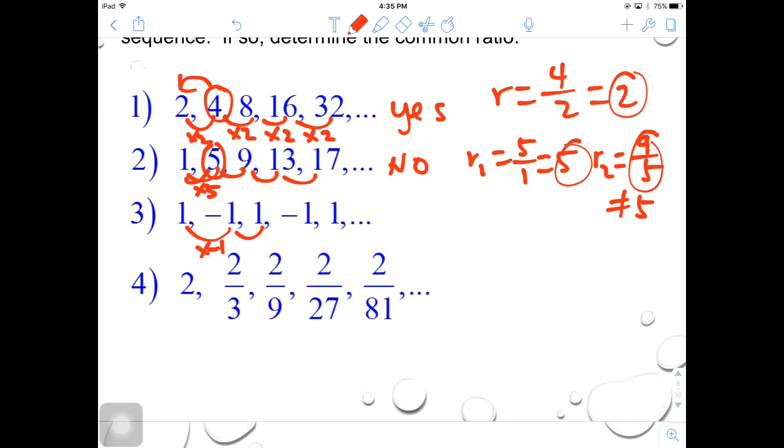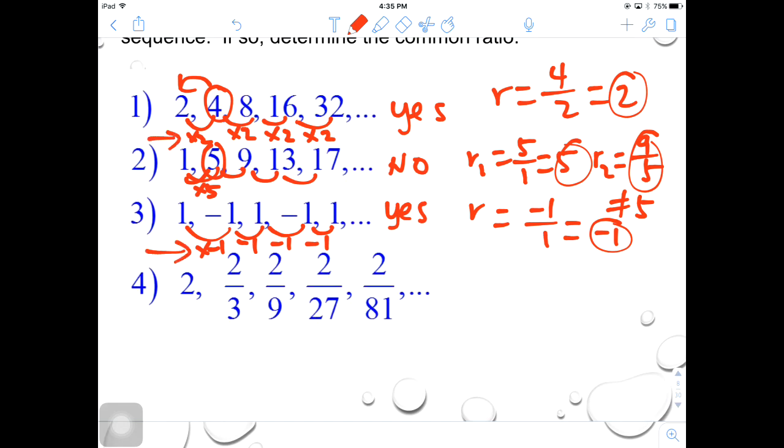And -1 times -1 will give me 1, and it looks like I am always multiplying by -1 to get to the next term. So this is a yes, and the common ratio is -1 over 1, which is -1. So you're always multiplying by -1. It is also demonstrated right here, the common ratio.